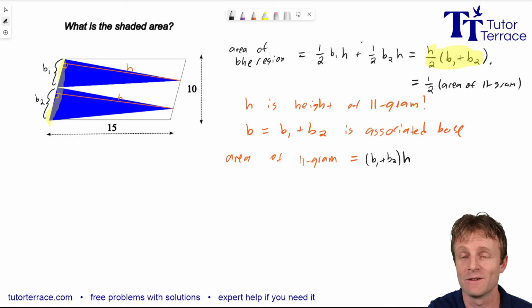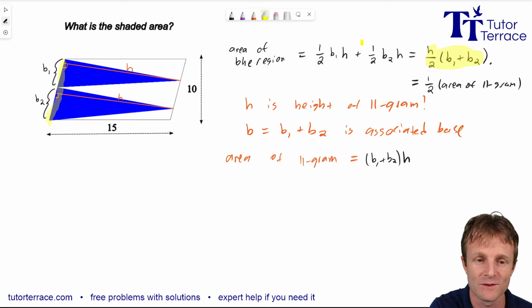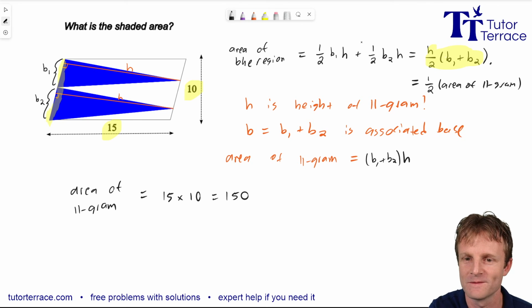And now we just need the area of the parallelogram, but that's what's given to us, right? We're given these numbers, 15 and 10, which are a different base and height. So we can also say that the area of the parallelogram is a different base times a different height, namely 15 times 10, which is 150. So the area of the blue region is half the area of the parallelogram, and so the answer to this problem is 75.